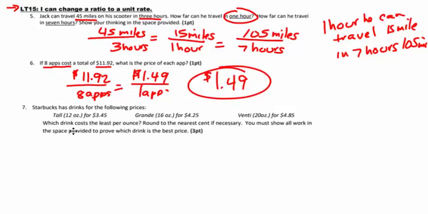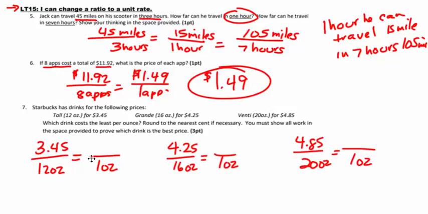All right, next one, Starbucks drinks. This is how much it is for 12 ounces, for 16 ounces, and for 20 ounces. I want to know which one is the best deal. So in order to figure that out, I need to know how much it is per ounce. So I'm going to set it up by $3.45 for 12 ounces, but I need to know how much 1 ounce costs. Okay, I'm going to pause the video and set this up for you.